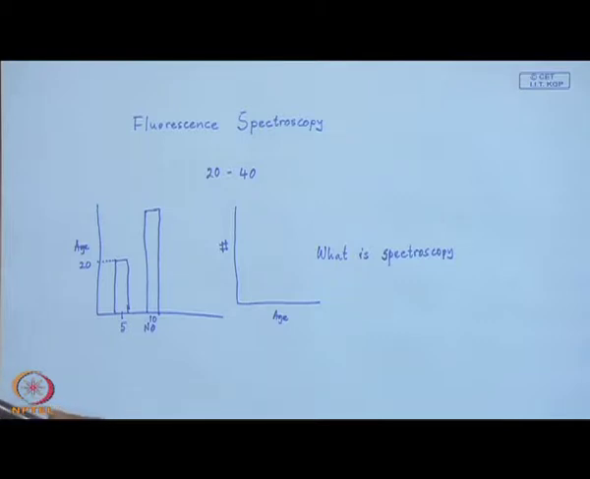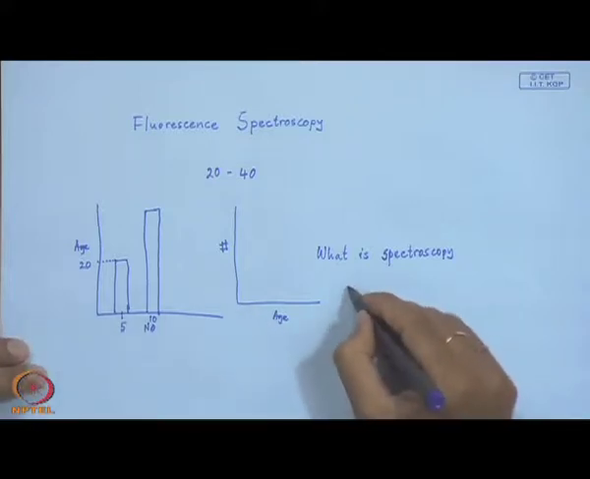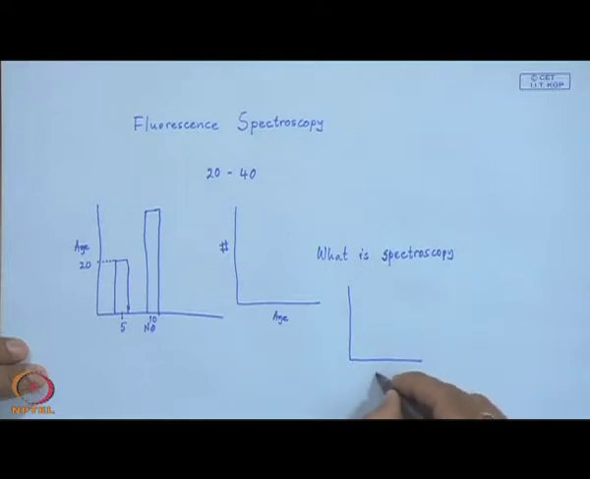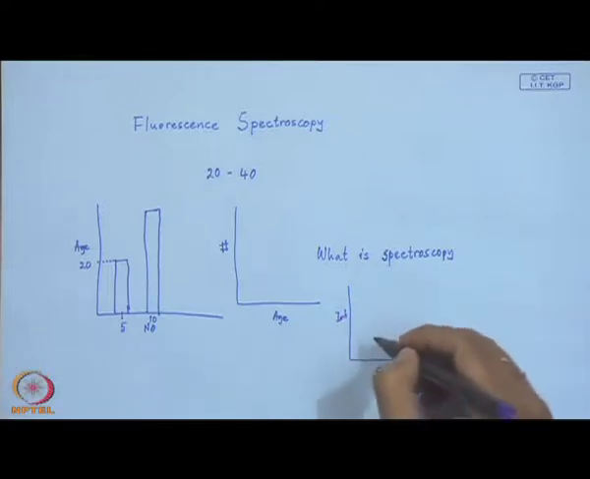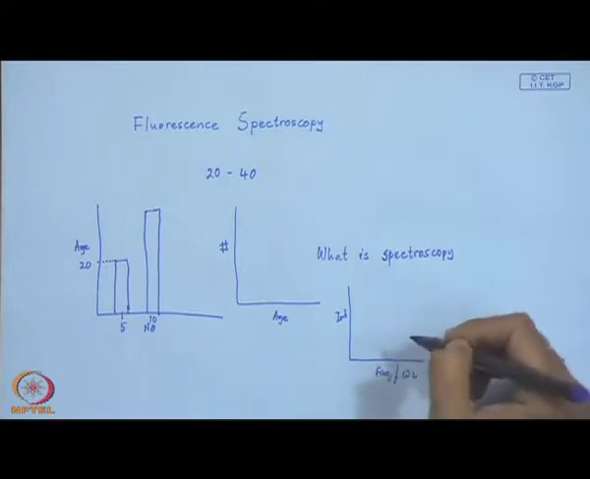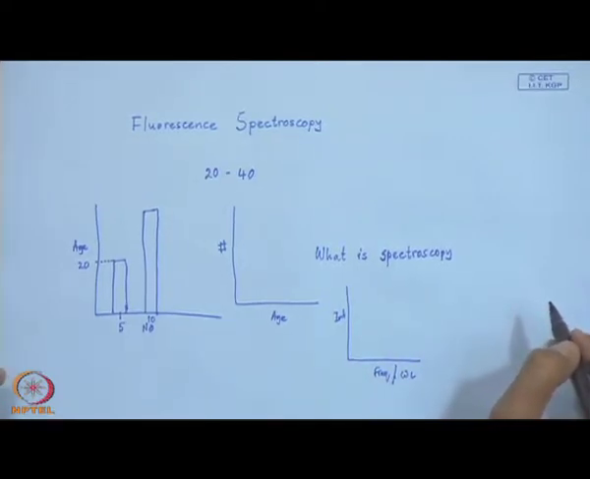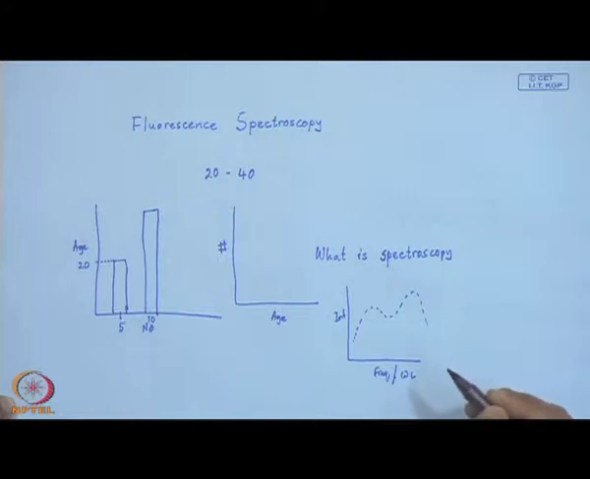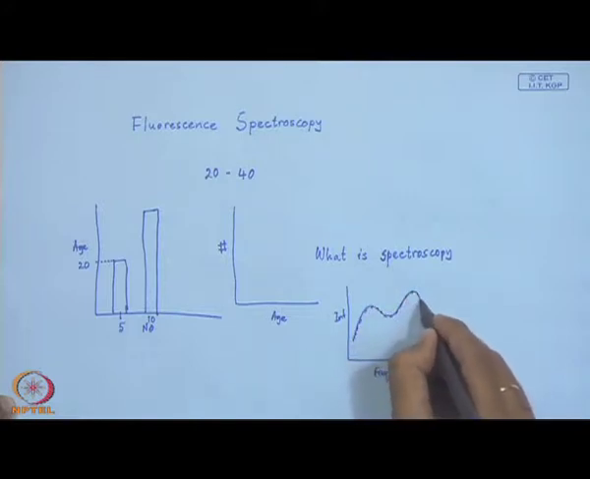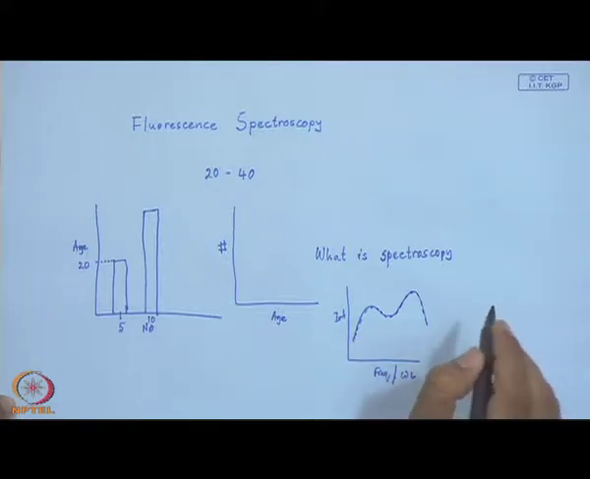In spectroscopy, on the x axis we write frequency or wavelength, and on the other axis maybe intensity, or some other quantity such as transmittance. I will come to that later on. If we connect the points with a line, we get a spectrum, basically the frequency or wavelength spectrum.